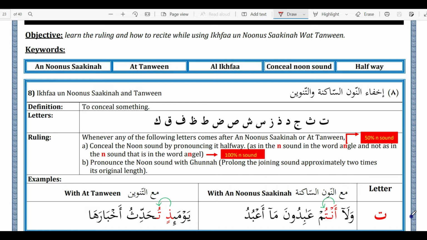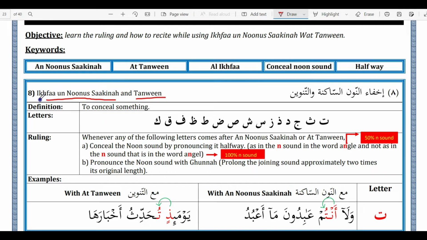Alhamdulillah, we have finished Iqlabun Noonus Saakinah wa Tanween, and today, inshallah, we will go to the final rule of Noonus Saakinah wa Tanween. The final rule there is called Ikhfaa Noonus Saakinah and Tanween.